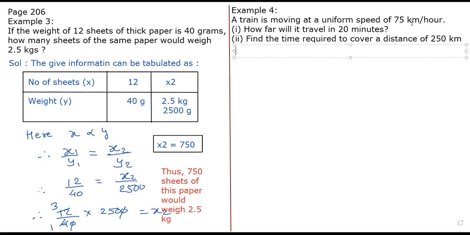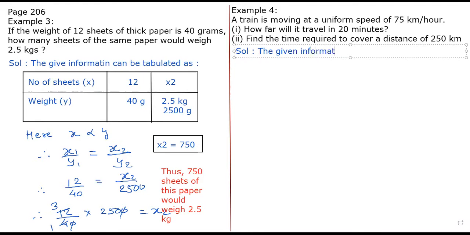And what have they given us? 75 kilometers per hour means what? 75 kilometers in 60 minutes. We are speaking about distance and time. More the distance, more the time will be required. Lesser the distance, less time will be required. That is what we have to first decide. Here they have given us the speed, meaning distance and time.